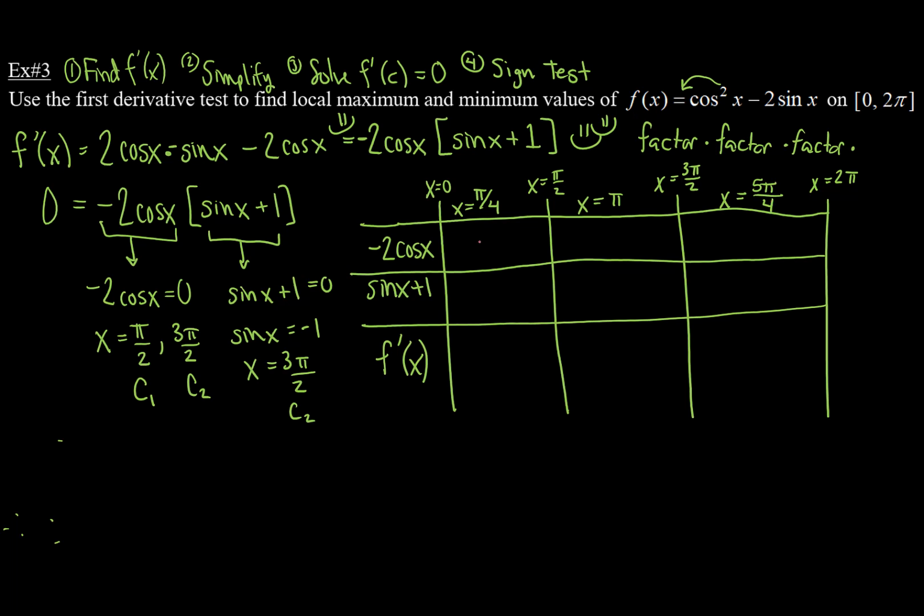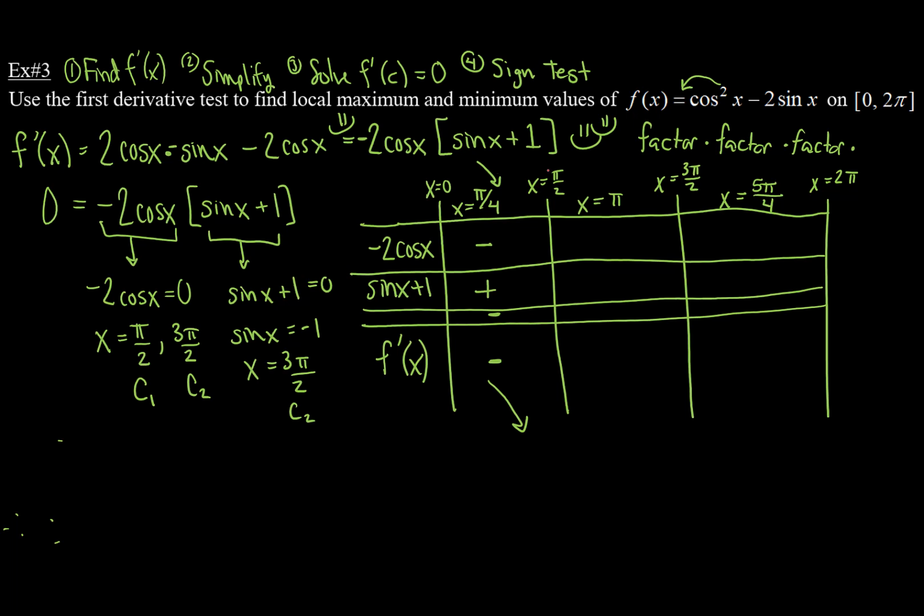So if I plug pi over 4 into cosine of x and then multiply it by -2, I'm going to get a negative number. If I plug pi over 4 into sine of x and then add 1 to it, I'm going to get a positive number. And then a negative times a positive is going to give me negative. That's going to be that cumulative effect there. So this is that total. But also we can just plug pi over 4 into f prime of x and we'll see that it's going to be negative. So that means that it's going down here. I don't really have room at the top to write it.